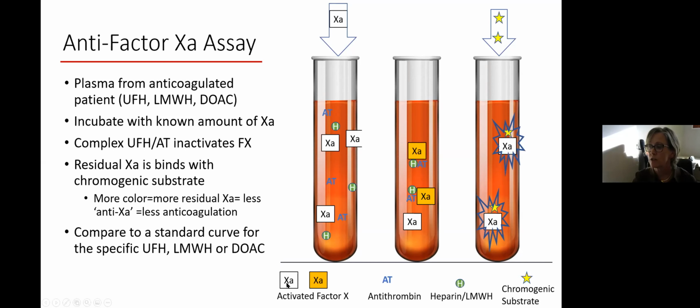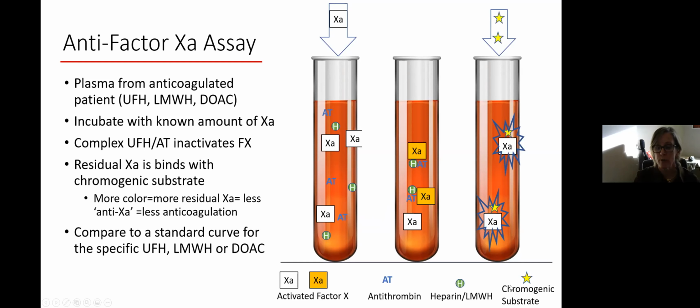So first, the patient's plasma is incubated with a known amount of added 10A. The patient's plasma has heparin or whatever anticoagulant, the DOAC or low molecular weight heparin, these little green dots, as well as their native antithrombin, which is in the blue here. We add the 10A. Some of it will complex to the heparin antithrombin complex and inhibit the 10A. So when it's inhibited, I have it turned yellow.